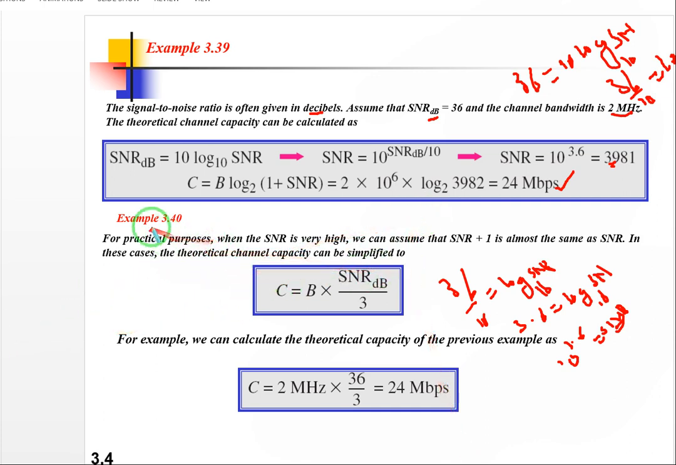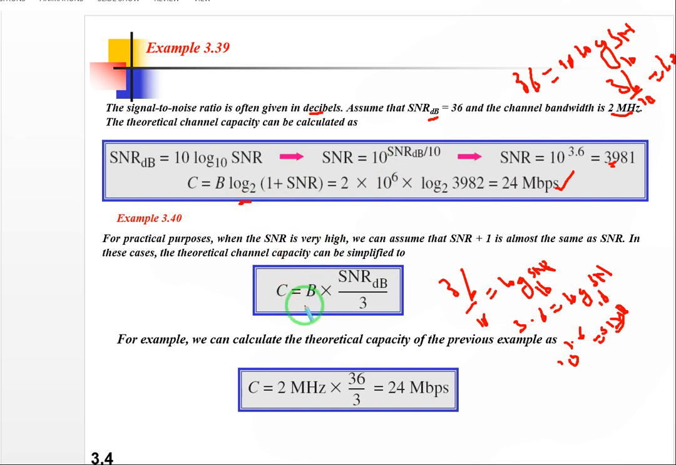One more thing, example 3.40. For practical purposes, when the signal to noise ratio is very high, we treat it like an ideal case. In the ideal case, the signal to noise ratio is very high, but in the real case there is noise. When there is noise, it means we will have some disturbance in our signal, and we need to correct it. So we can assume that SNR plus 1 is almost SNR, because SNR is too much. When you add 1 to a very large value, it is again a very large value. So this formula is going to be like this.